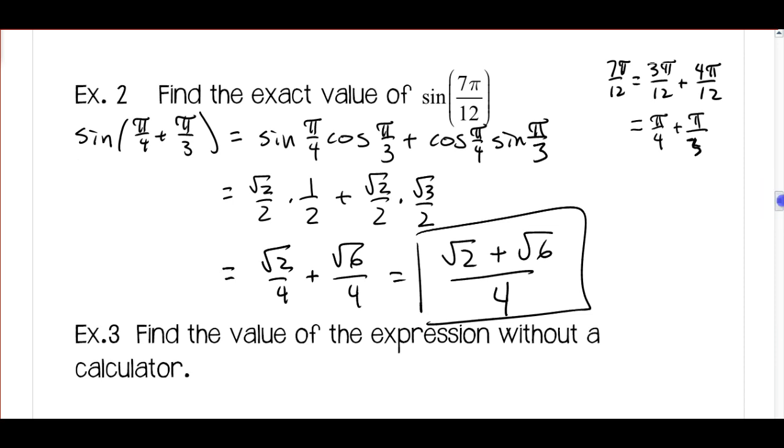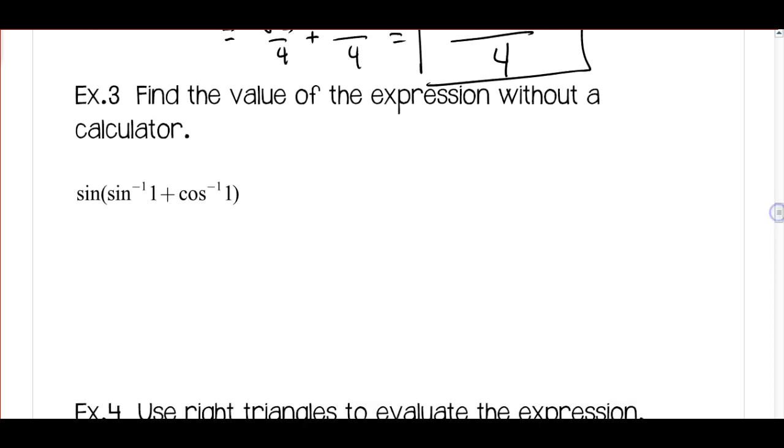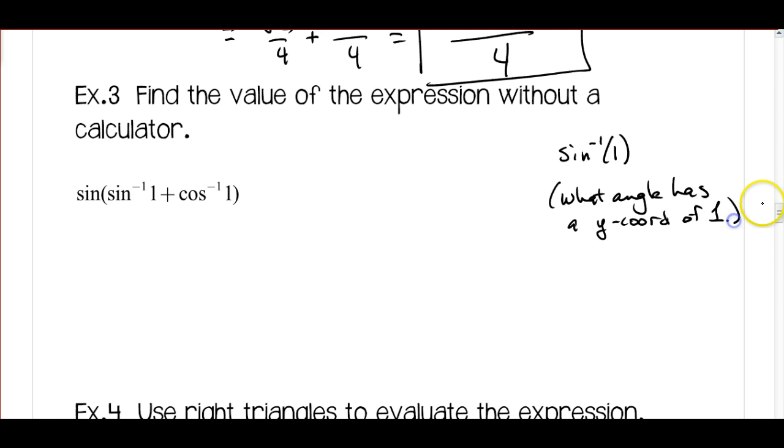Alright, moving on to the next example. Again, write down any questions. So we want to find the value of the expression without using a calculator. We've got some stuff on the inside. Let's take a look at that. We've got sine inverse of 1. So what we want to think is we want to find the angle that has a y coordinate of 1. And we know the angle that has a y coordinate of 1 is pi over 2.